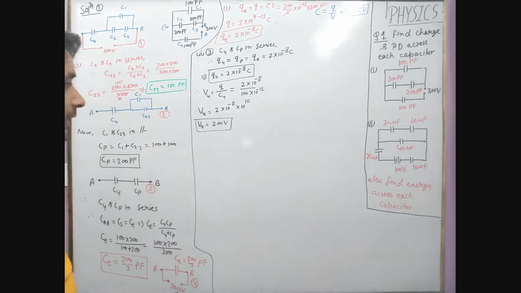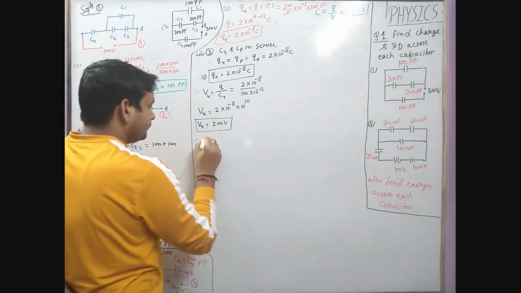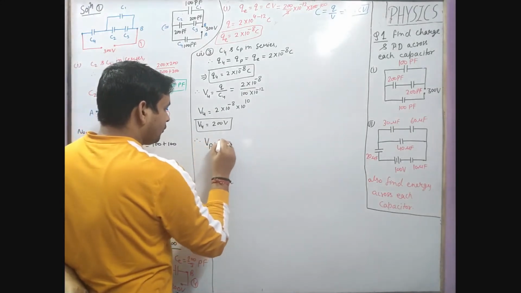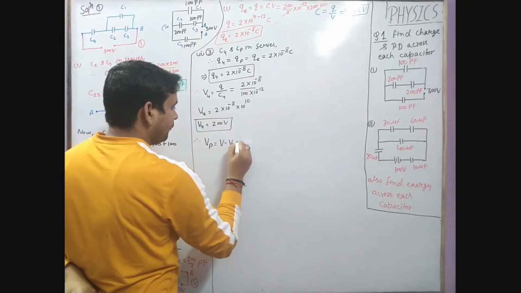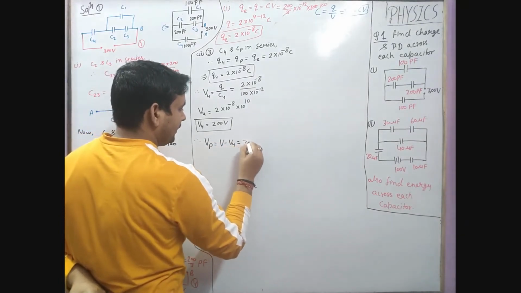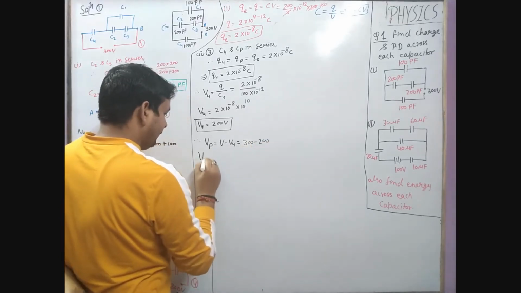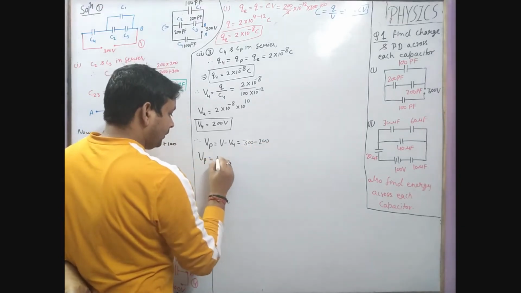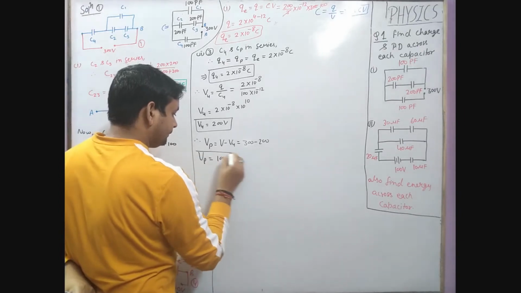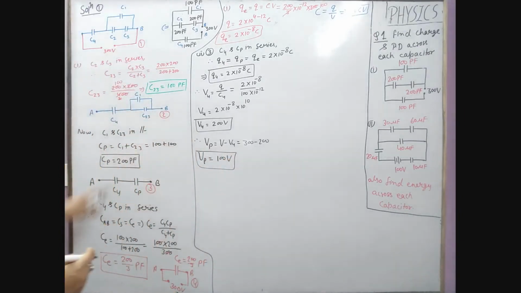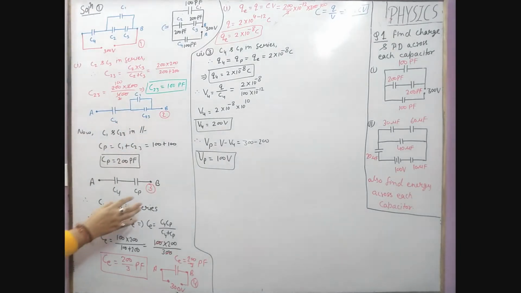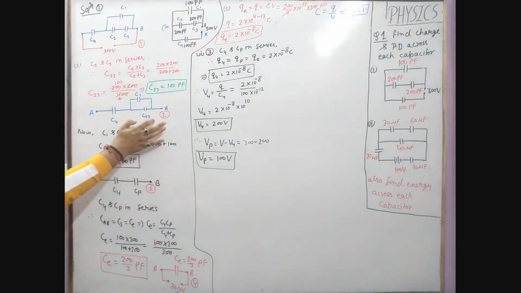Okay, therefore Vp is equal to V minus V4, which you will calculate from here: 300 minus 200, that is Vp is equal to 100 volt. This potential is 100 volt. Now move to the next case.